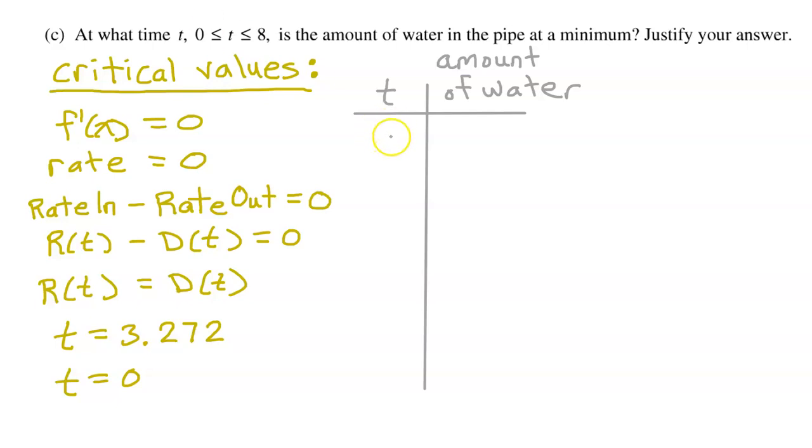The first value of t will be the first endpoint of 0, and this is included, so I will put it in a bracket. Next, I will include my critical value of 3.272. And my final value of t is the other endpoint, which is 8. Bracket.